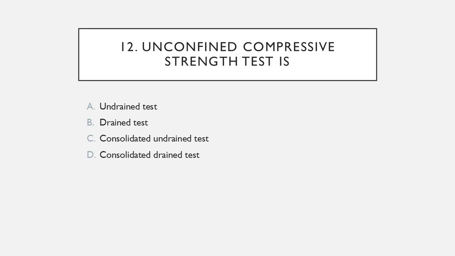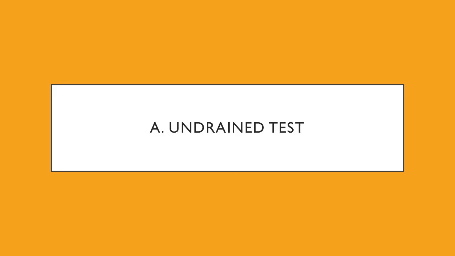12. Unconfined compressive strength test is: A. Undrained test. B. Drained test. C. Consolidated undrained test. D. Consolidated drained test. A. Undrained test.